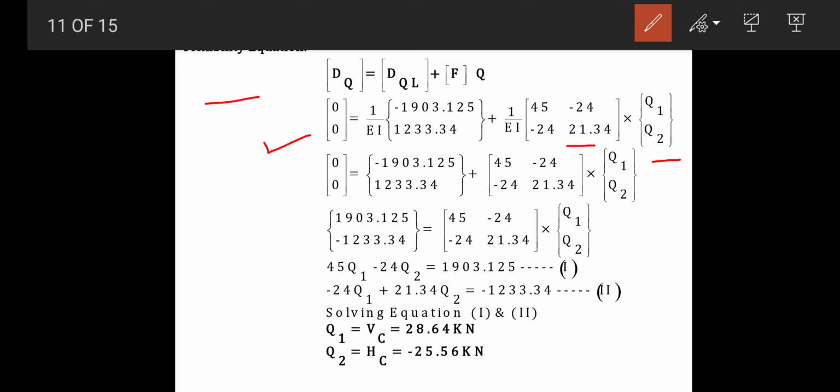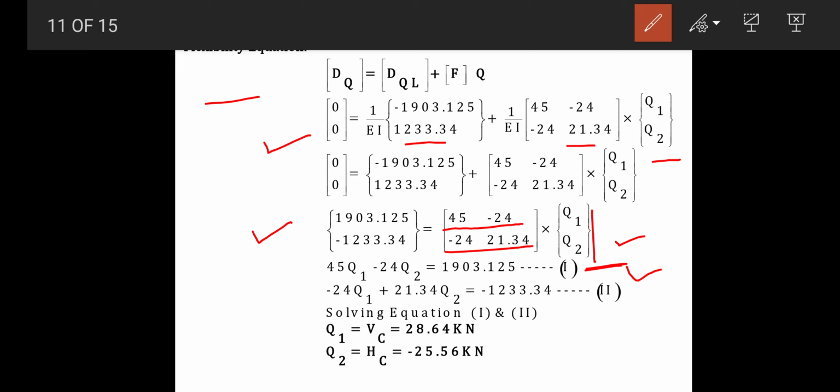By simplifying, the 1 upon EI will get cancelled, and taking this dQ toward the left hand side, we have one simplified form. And then by solving, the first equation is 45 into Q1 plus minus 24 into Q2 is equal to 1903.125.